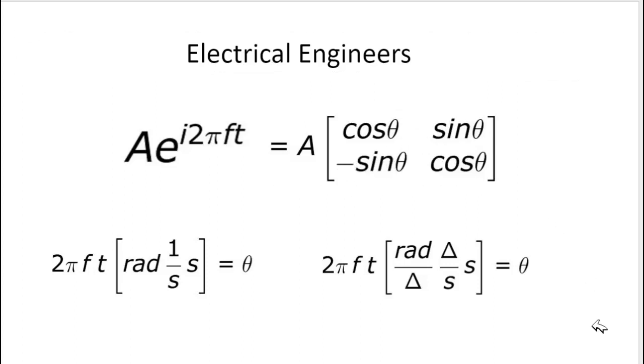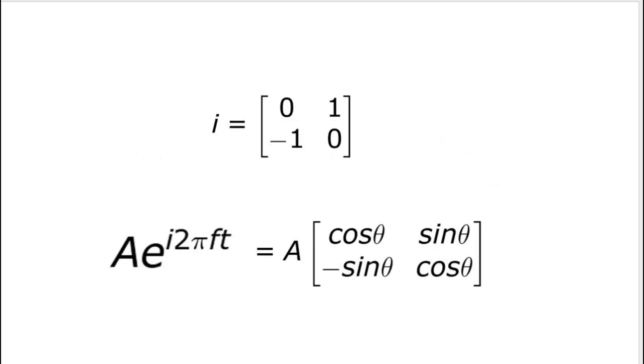So what I'm going to be doing is looking through the theoretical physics in different fields and looking for an i term, something that has i in it, and I'm going to replace i with this 2 by 2 matrix. And when I see something that looks like a e to the i 2 pi ft, I'm going to be replacing it with the 2 by 2 matrix version, as you can see here.